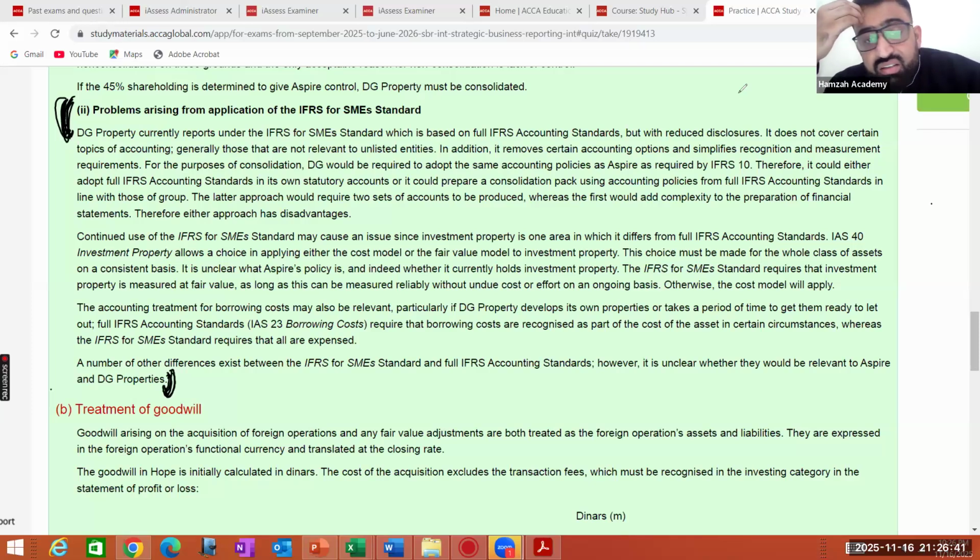So these are the challenges, these are the differences which we have, and it would cause problems for the Aspire company, depending on which accounting standards are relevant for the Aspire company and the DJ Property.